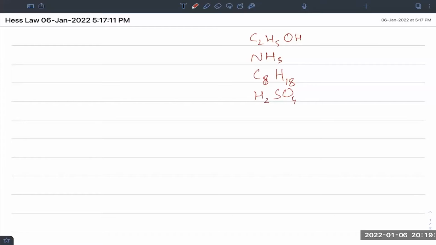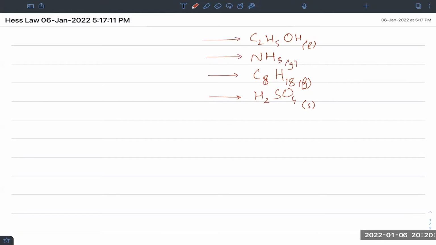Yeah, so for formation equation, you have to remember that everything must start from the element in its state at room temperature and pressure, if you want the standard equation for formation. So ethanol is a liquid at room temperature and pressure. So this must be a liquid. This is a gas. This is gas or solid. This is a liquid as well. And this is solid.